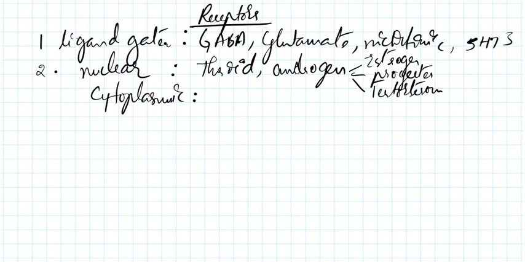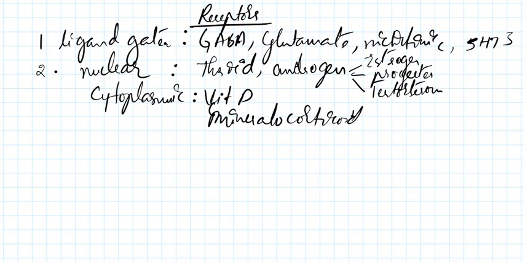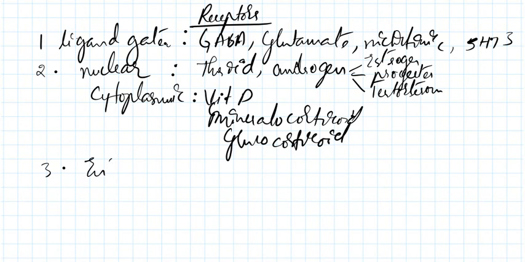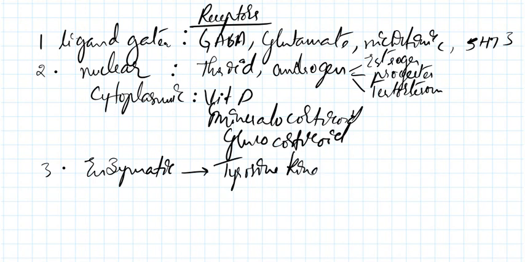And if you ask me examples of cytoplasmic receptors, it is vitamin D, then comes mineralocorticoid receptors and glucocorticoid receptors. All these are cytoplasmic receptors. Now third one, enzymatic receptors. What are the types of enzymatic receptors? So what type of enzymatic receptor? Tyrosine kinase receptors. So there are types in this enzymatic receptor. There is a tyrosine kinase receptors.